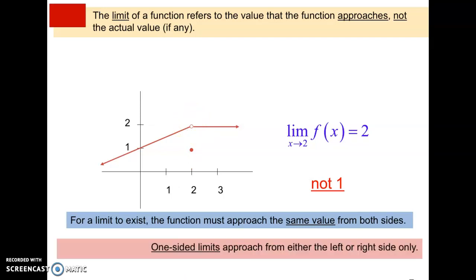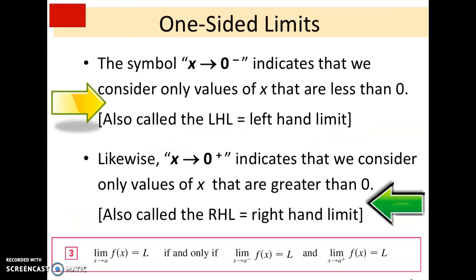One-sided limits can also exist, and they approach from either the left or the right side, and they have a special notation. For one-sided limits, we use a special symbol after our approaching symbol. So the symbol x approaches 0 with a little superscript of a negative sign indicates that we consider only values of x that are less than 0, or in other words, coming in towards 0 from the left.